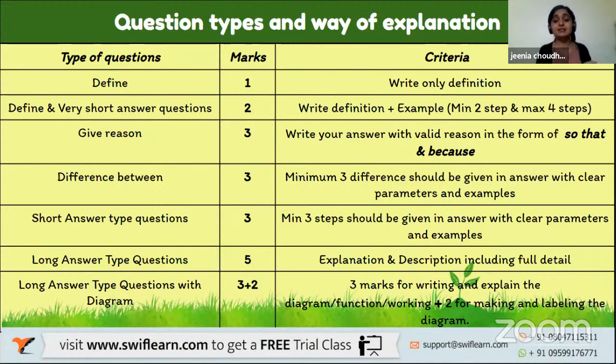Okay, these are the plants, maybe. So firstly, you define it and then you give an example. Okay, these are the plants where asexual reproduction happens. Yeah, so it is a minimum of 2 steps, writing a definition and an example, and a maximum of 4 steps, writing a 3 to 4 line definition, moving further with 2 to 3 examples at the end.